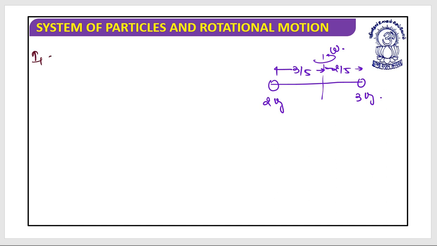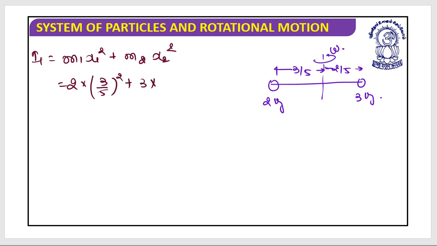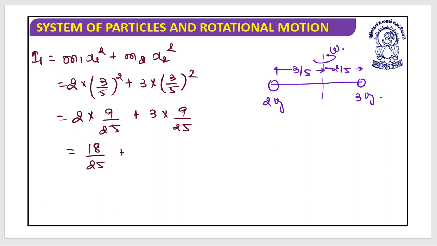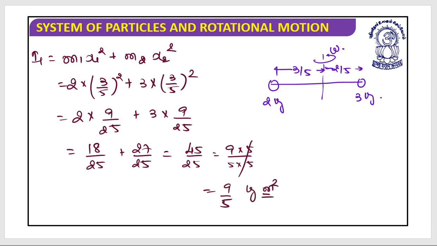So what I need to write is I1 equals m1 x1 square plus m2 x2 square. For mass 1 it's 2 kg multiplied by 3 by 5 whole square, plus mass 2, it's 3 kg multiplied by 3 by 5 whole square. This equals 2 multiplied by 9 by 25 plus 3 multiplied by 9 by 25. This is 18 by 25 plus 27 by 25, which is 45 by 25. So this is 9 by 5 kg meter square. I hope this is clear.